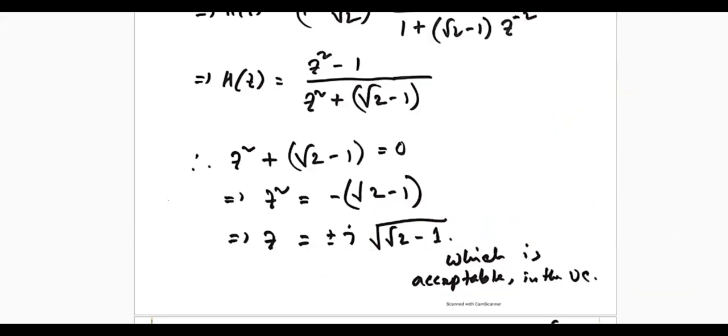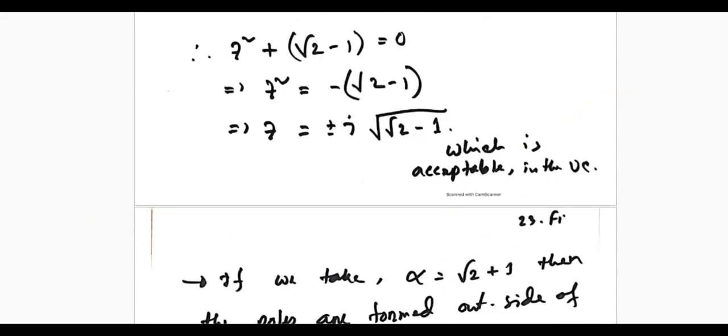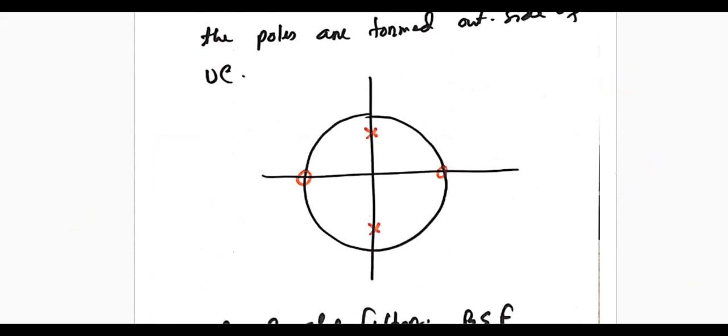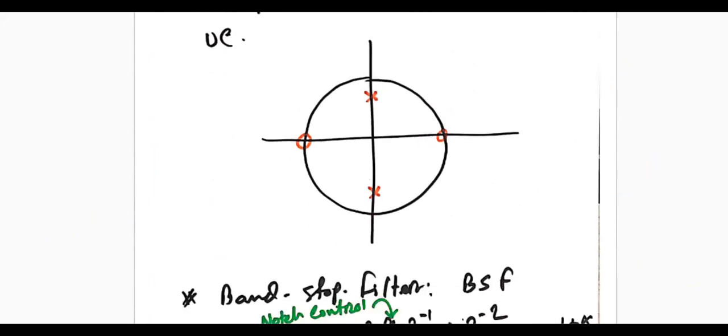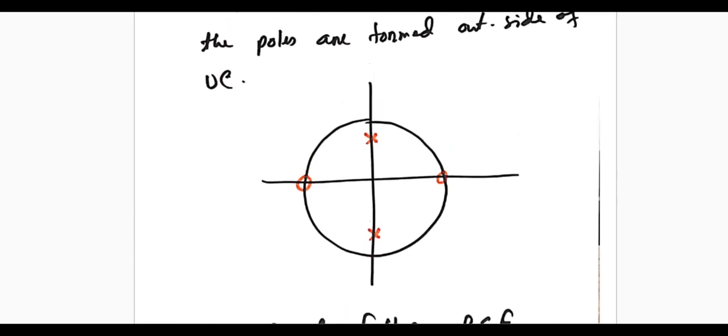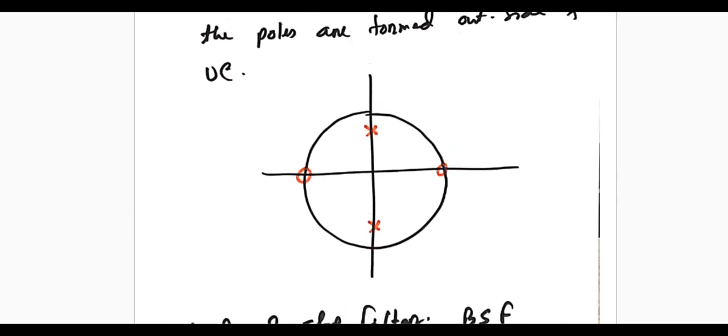In this way, we can find the pole locations and the zero locations of the system, and it looks like this. Okay, so this is our band pass filter.